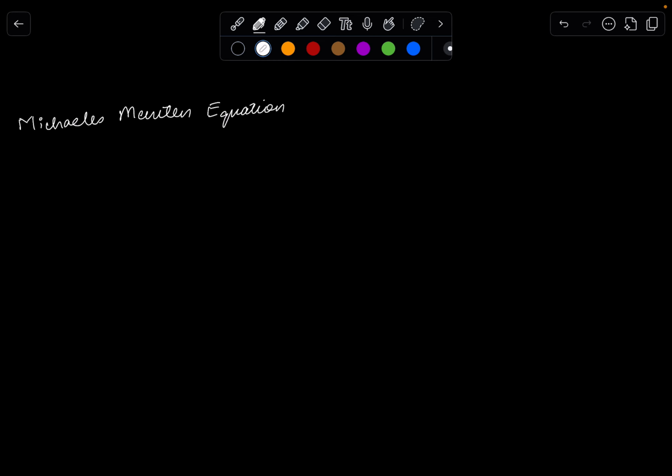Hello, guys. So today we're gonna dive deeper into a subtopic of enzymes, which is the Michaelis Menten Equation. Now, the Michaelis Menten Equation deals with explaining how the initial reaction velocity, or the initial rate of reaction, of an enzyme catalyzed reaction is dependent on the substrate concentration. So when I say it like that, that's a mouthful.